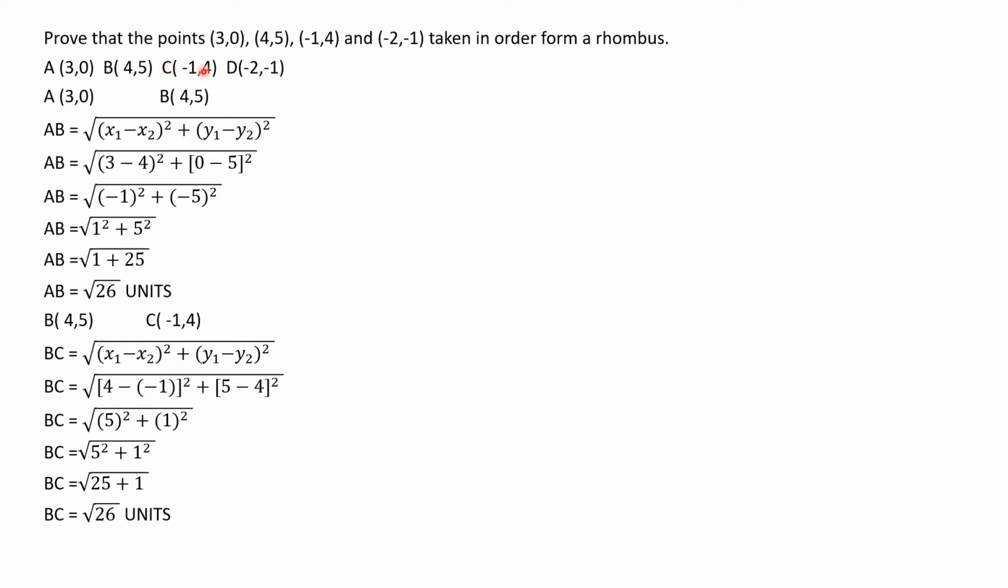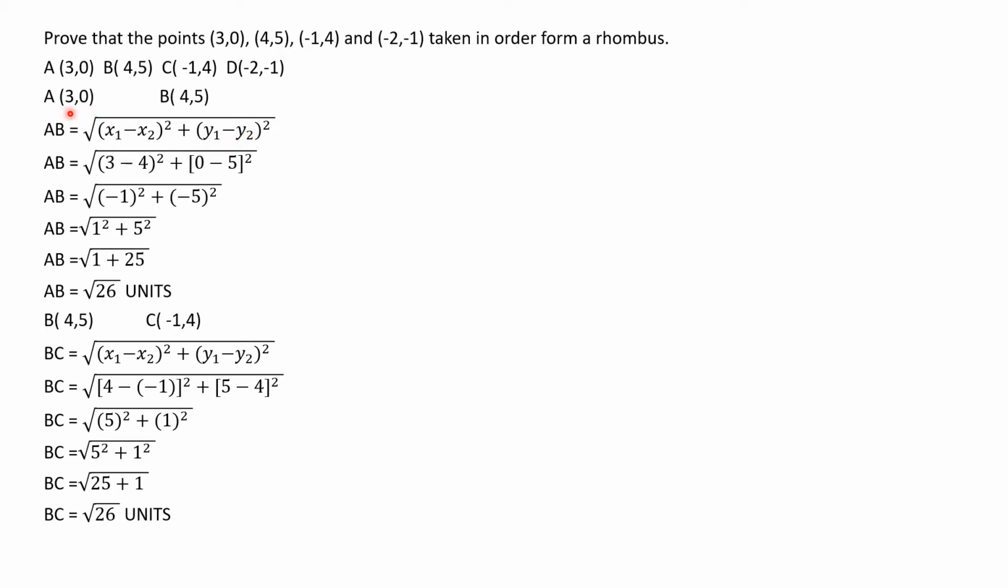Prove that the points 3 comma 0, 4 comma 5, minus 1 comma 4 and minus 2 comma minus 1, taken in order, form a rhombus. So they are forming a rhombus. First what we have to do, we have to take A, B, C, D and we have to find the distance. How we found out earlier, we have to use the formula square root of x1 minus x2 the whole square plus y1 minus y2 the whole square.